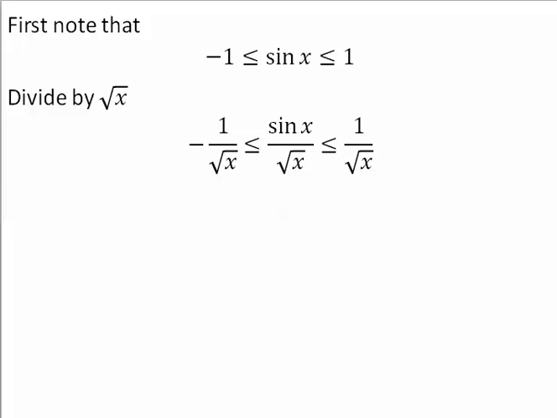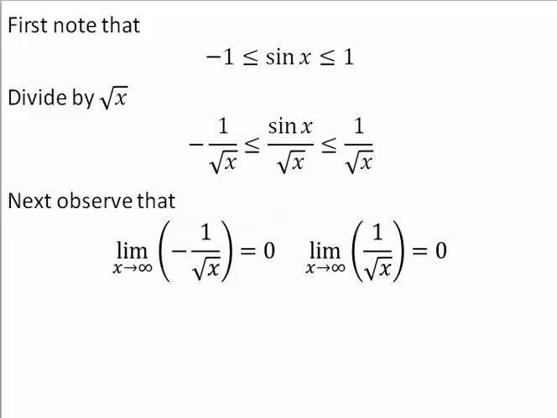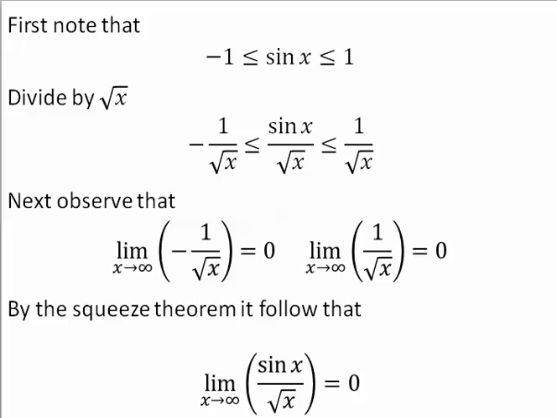Well, what's the end behavior of those two functions? As x gets very, very positive, -1 over radical x gets closer and closer to 0. And +1 over radical x also gets closer and closer to 0. So they both get closer and closer to 0. Well, if the thing on the left gets closer and closer to 0, and the thing on the right gets closer and closer to 0, then the thing in the middle, as x gets larger and larger, also has to be getting closer and closer to 0.